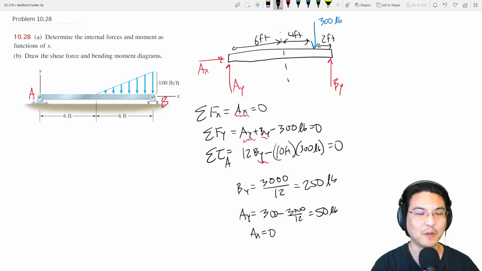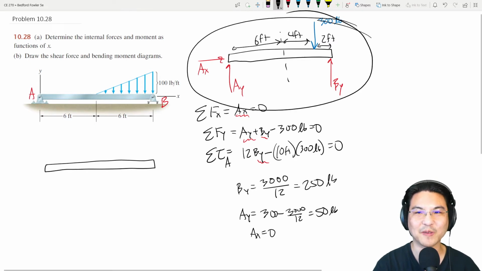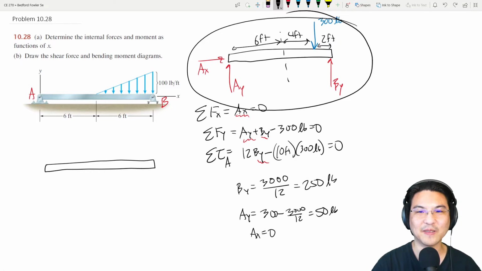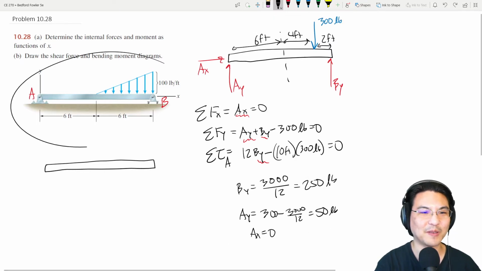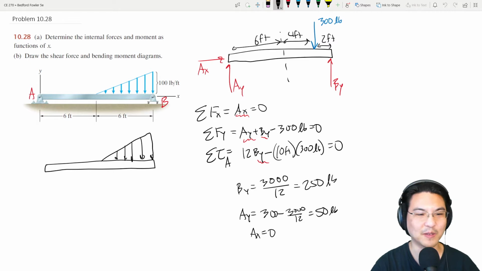So now, if we draw the free body diagram, we're done with this representation, right? Don't use this anymore. We just use that to find our reactions. Now we're done with it. Back to this representation here. Okay, so what do we have here? AX was 0, AY was 50, BY was 250.